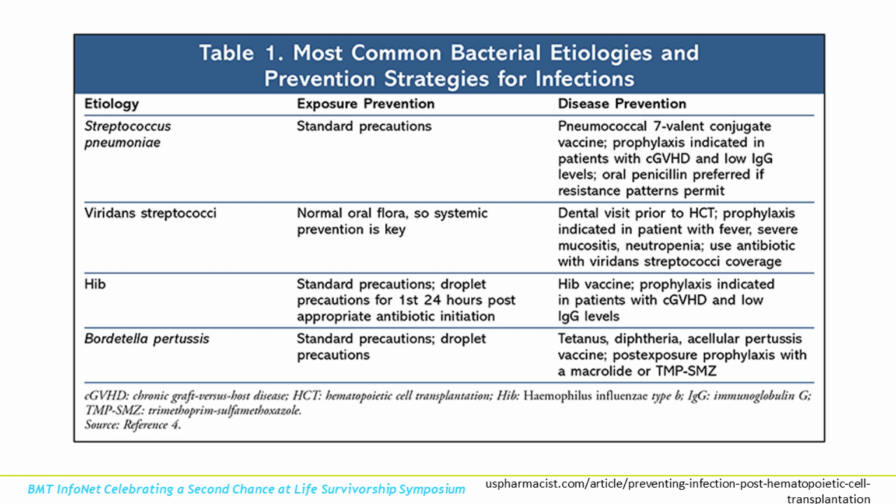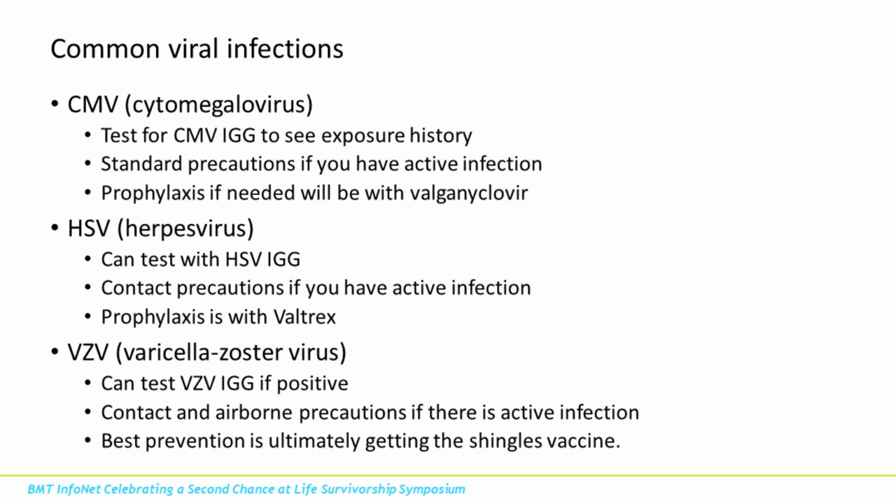And lastly, Bordetella pertussis is one of the major ones. It's a droplet type of infectious disease. The treatment is an antibiotic. However, again, it's preventable with the vaccine. We get it with the Tdap vaccine, which you can get as a booster every so often in clinics.